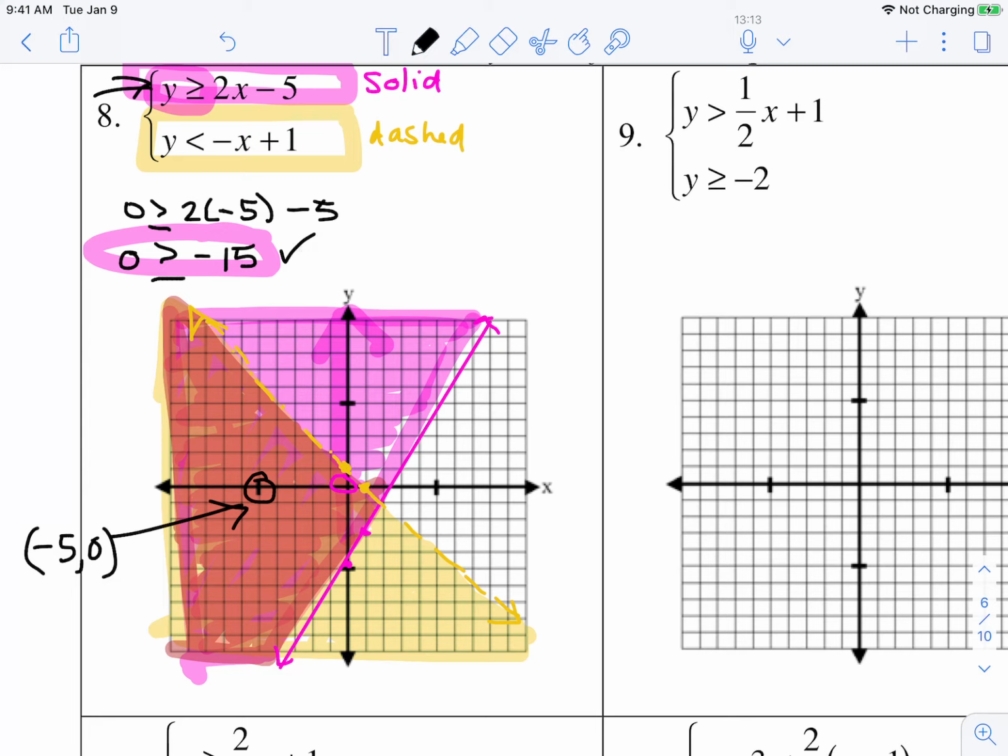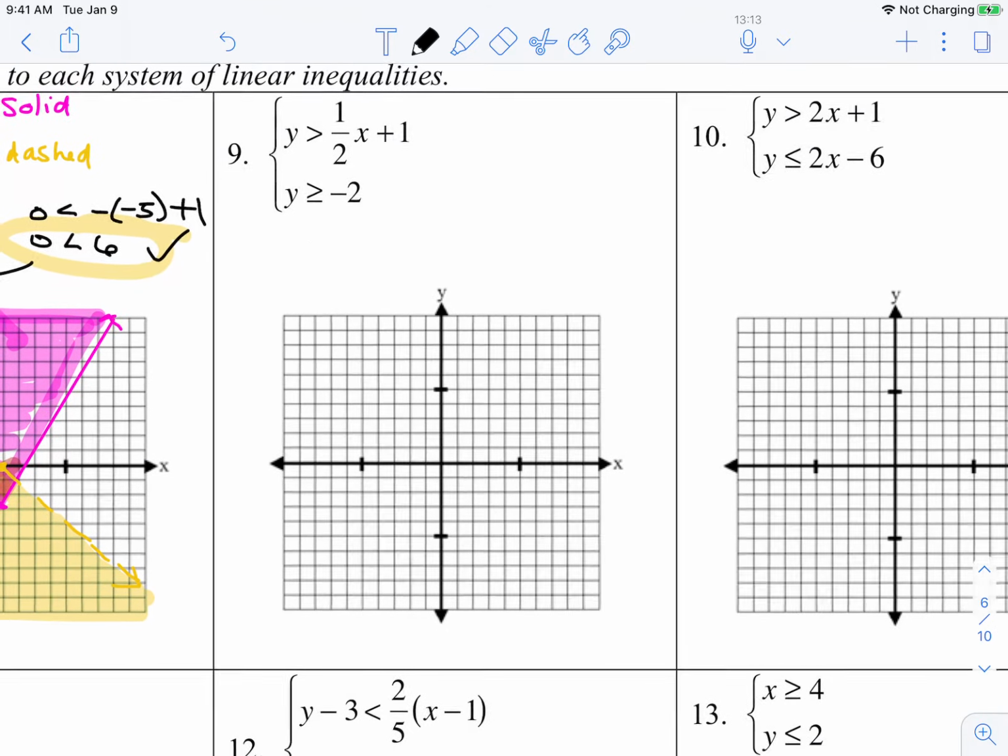And if I go ahead and test negative 5, 0 in the yellow, I get 0 is less than negative times negative 5 plus 1. This makes a positive 5 right here. So that makes 6. So I get 0 is less than 6. That is also true, and that was true for the yellow. Because it works for both of these, negative 5, 0 is one possible solution to my system of inequalities. So again, we're looking for the overlap. Let's do it again.